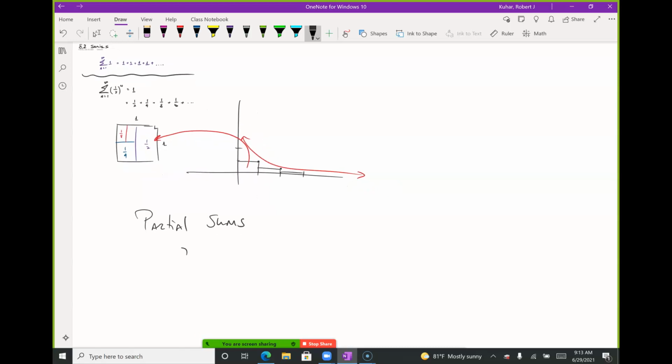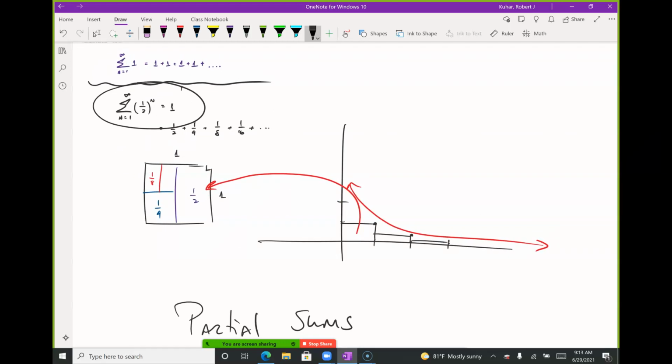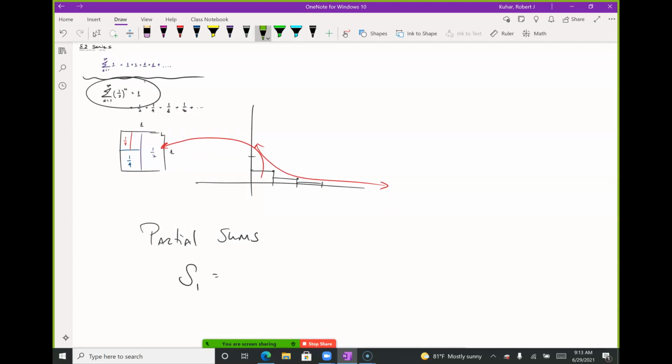So what's my first sum? What's S sub 1? If I add up my very first term in this particular piece, it's just 1/2. And what's my second sum? I'm going to add up the two terms now. 1/2 plus 1/4, and what is that? What is my second sum? 3/4.